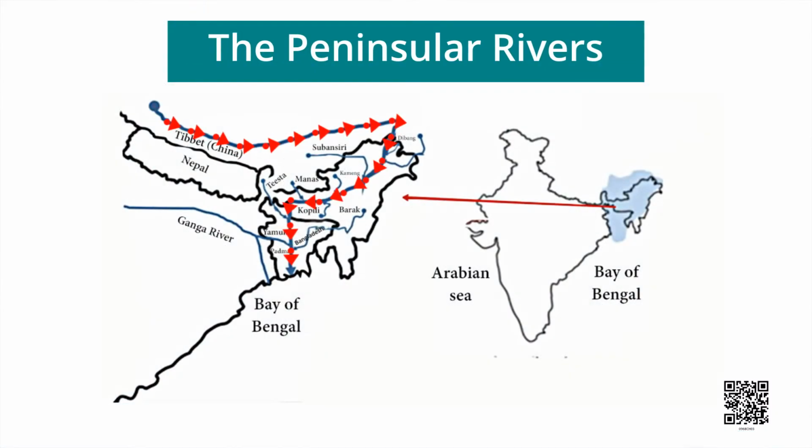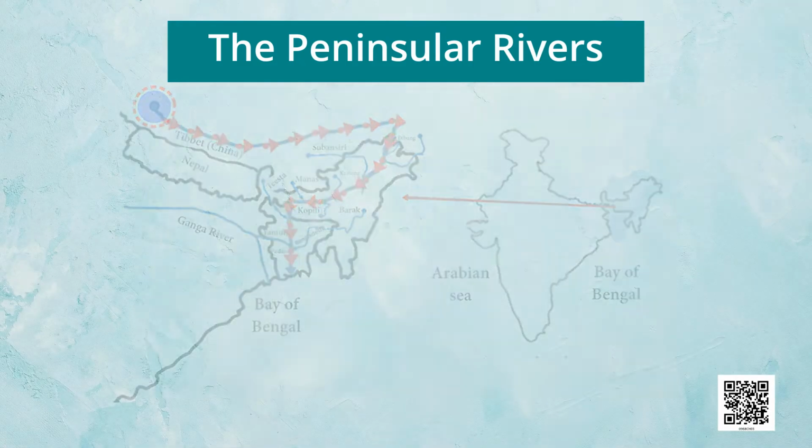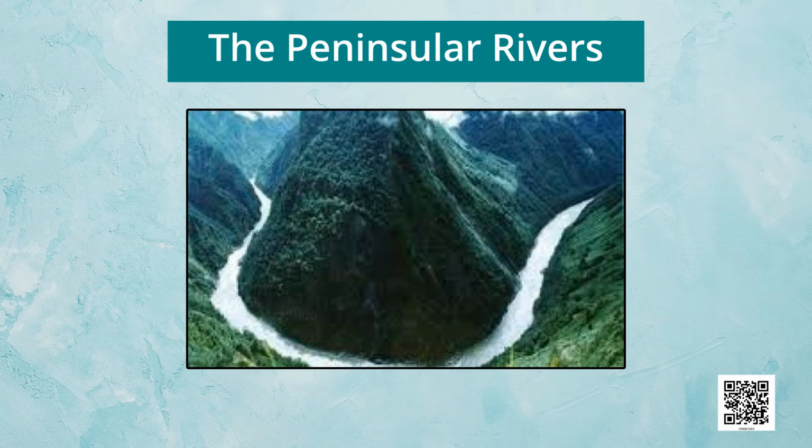The Brahmaputra rises in Tibet east of Mansarovar Lake, very close to the source of the Indus and the Satluj. It is slightly longer than the Indus and most of its course lies outside India. It flows eastwards parallel to the Himalayas. On reaching the Namcha Barwa, it takes a U-turn and enters India in Arunachal Pradesh through a gorge.